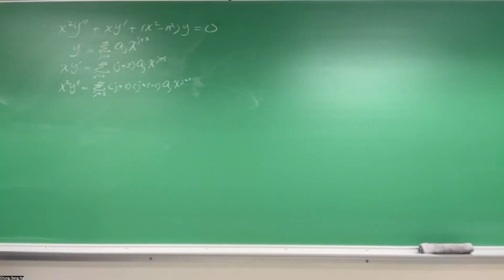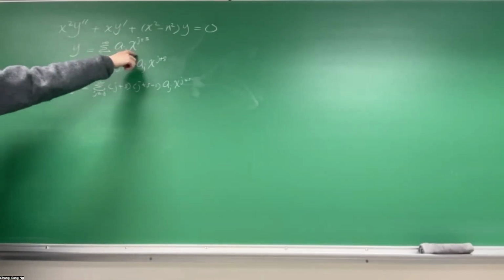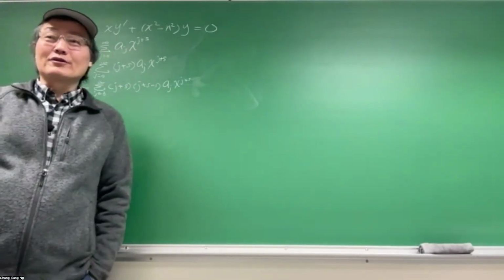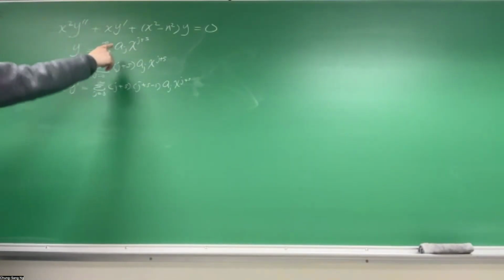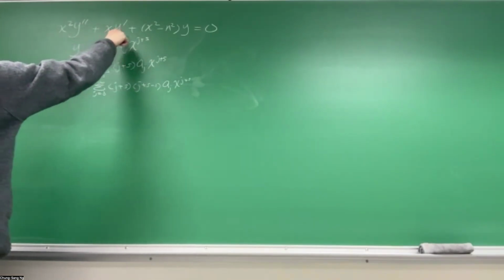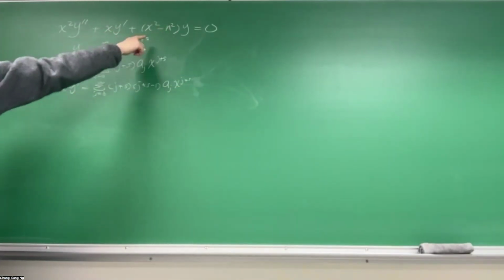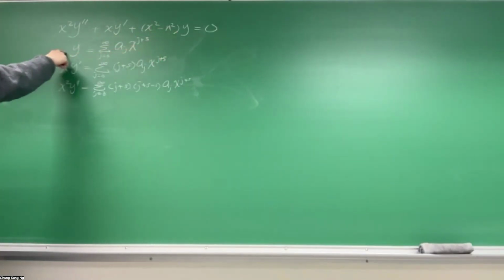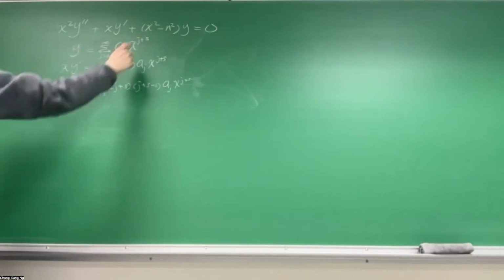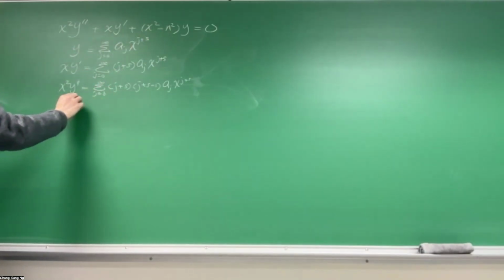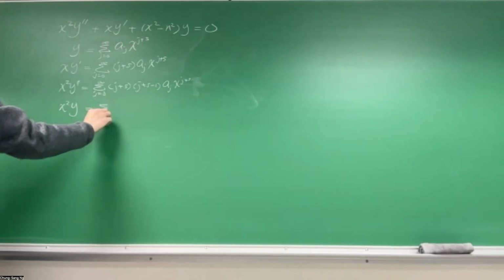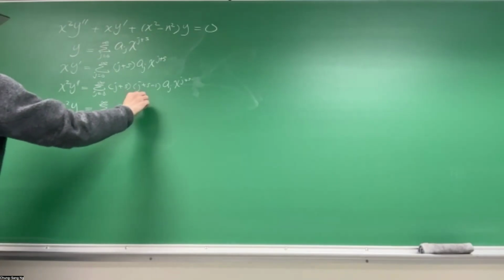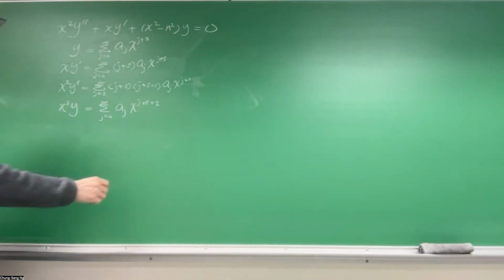And so far so good. All three terms have exactly the same form, so we don't need to do the shift that I did last time. This one, this one, and this one, we don't need to shift. But the last one we need to, because you have x squared times y. The x squared times y will be a sub j x to the j plus s plus 2.